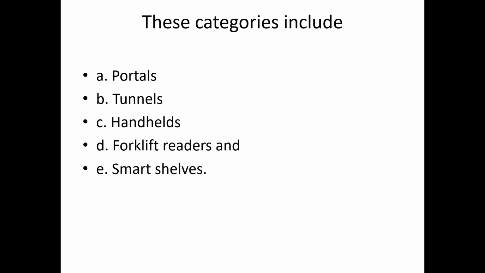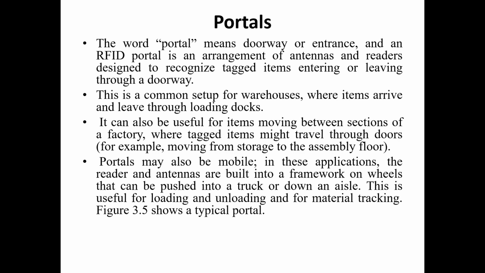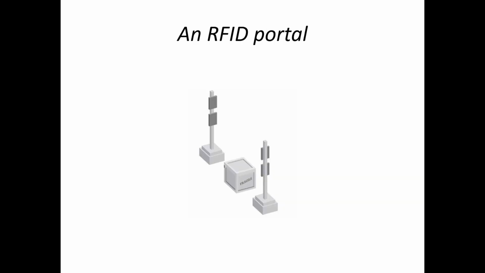Then come the categories. The categories of RFID include portals, tunnels, handheld, forklift and then smart shelves. I will explain one by one. The first one is portal. What is this? It means fixed readers with 2 to 4 antennas mounted around doorways, dock doors or gates.